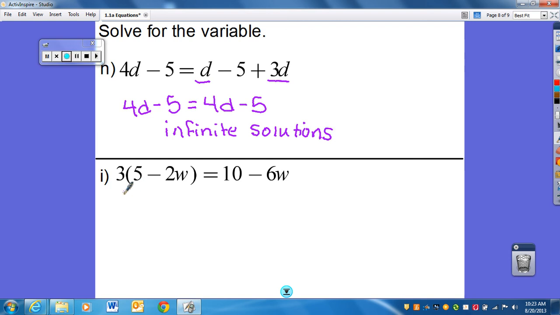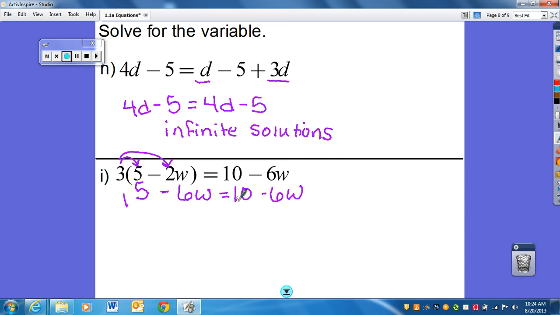Let's take a look at this one. The first thing I want to do is to make sure that I distribute the 3. My result will be 15. Whoops. My pen did a spike there. 15 minus 6w is equal to 10 minus 6w.